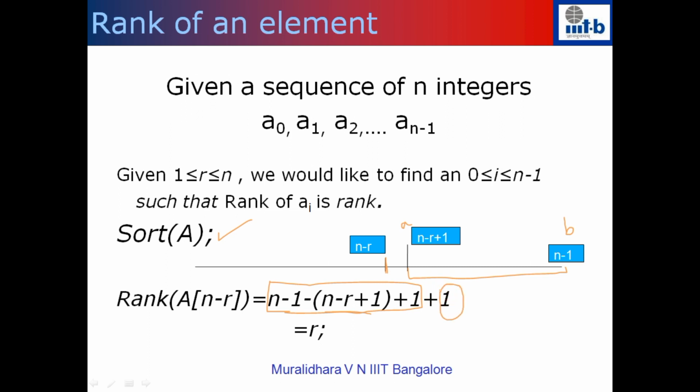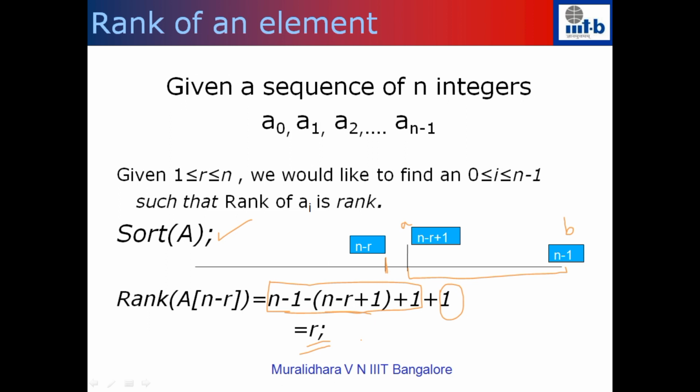So all the 1s and n's can cancel. What you get is r. So if you want to find an element whose rank is r, once you sort, you just have to report n minus r. So there is another algorithm to compute the find rank. The algorithm is simple. You sort a sequence and then just report n minus r.